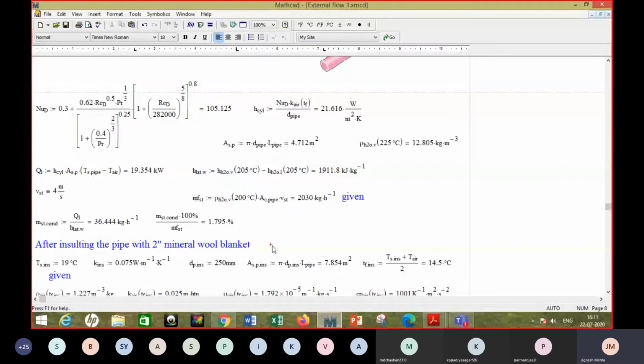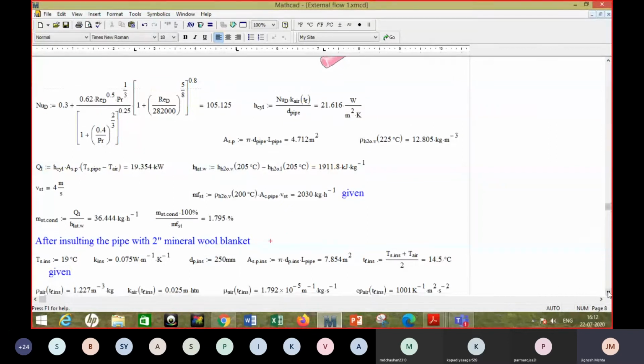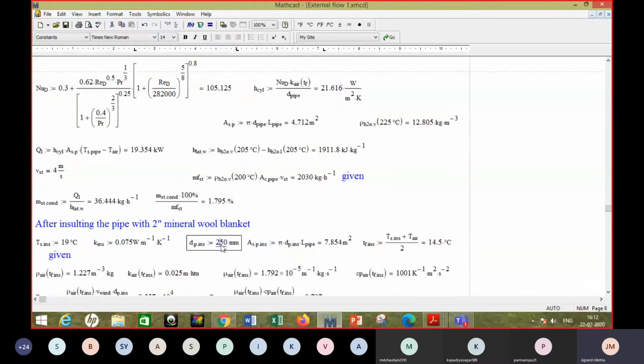The thickness of the insulation is 2 inch. 2 inch means somewhere around 50 millimeters, right? 25.4 mm is 1 inch. So I'm taking it equal to 50 mm. Thickness I'm taking 50 mm. So it gets added on both the sides. So basically it increases the diameter by 100 millimeter. So now as you can see, new diameter of the pipe is 250 millimeters. You have increased the diameter of the pipe, right?